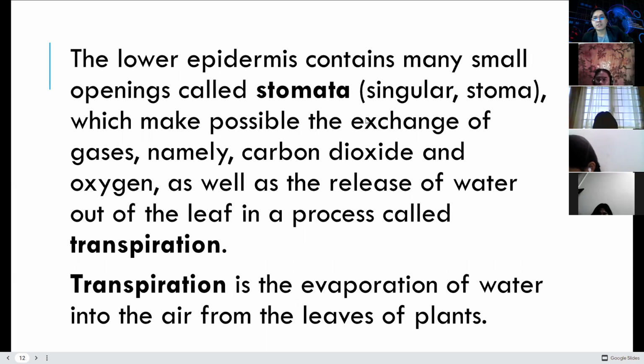The lower epidermis contains small openings called stomata. Singular is stoma, which makes possible the exchange of gases, namely carbon dioxide and oxygen, as well as the release of water out of the leaf, the process called transpiration. So it actually absorbs carbon dioxide in the process. Why? We need carbon dioxide in the light-independent reaction. And oxygen is released in the light-dependent reaction. That's the byproduct of photosynthesis. When you say byproduct, it's a waste product of photosynthesis.